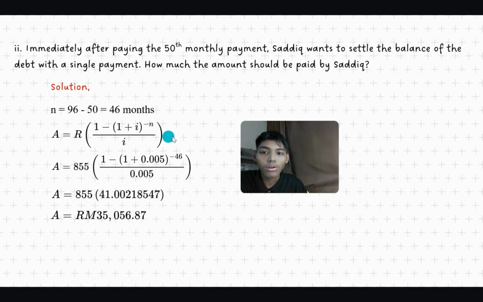So this is the formula we need to use to calculate this. You need to calculate the bracket first. So you will get 41.00218547. Then after this, you need to multiply it by 855. So the final answer is 35056.87 ringgit.